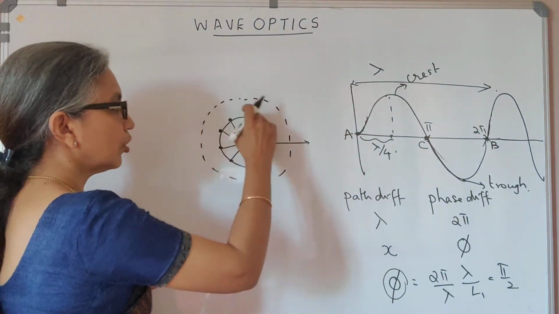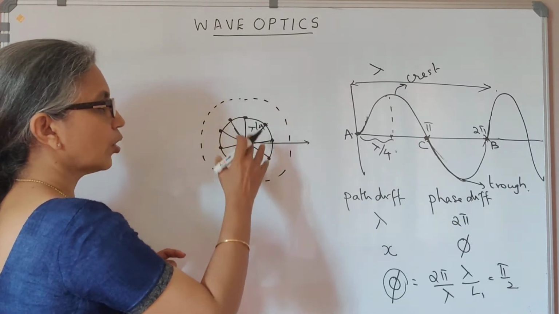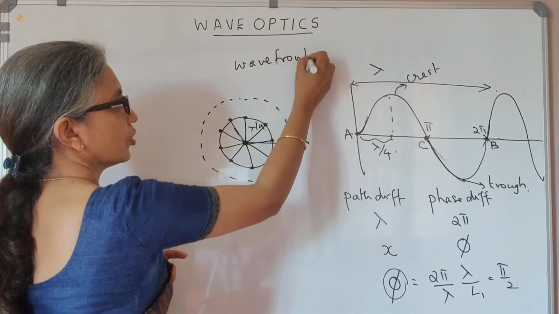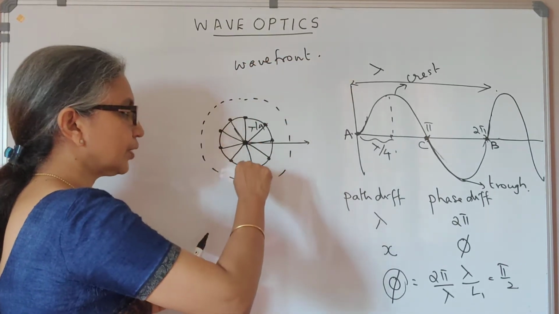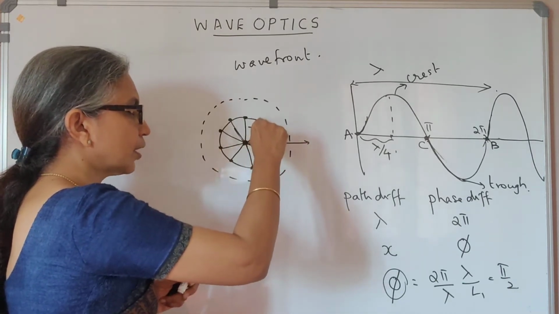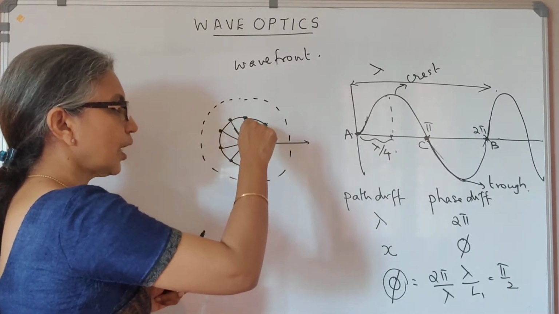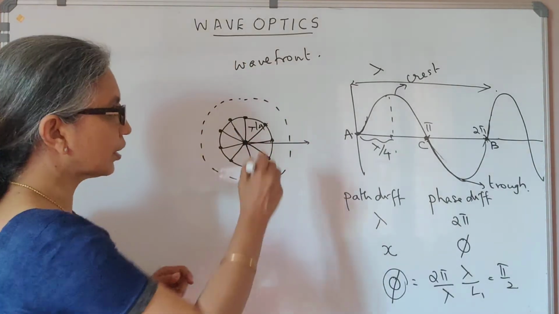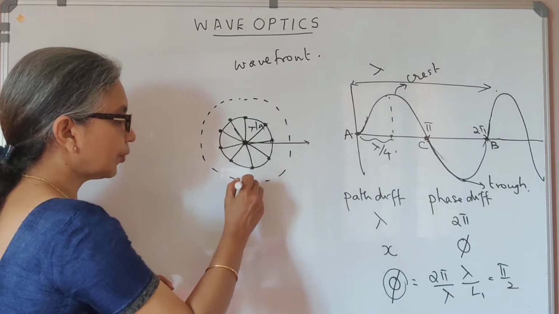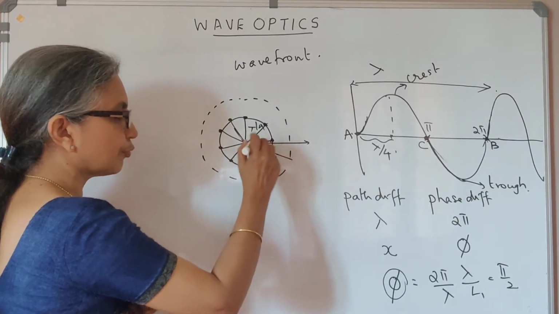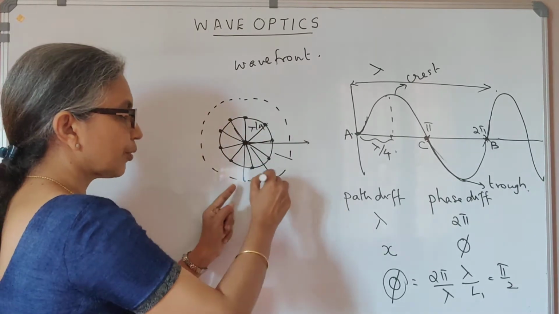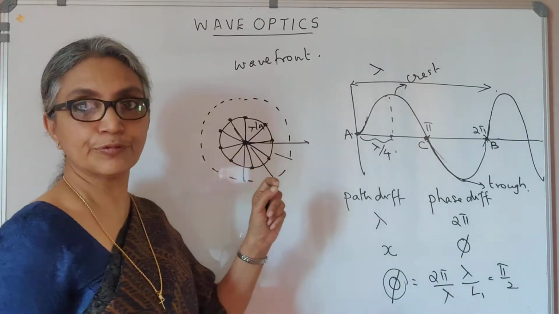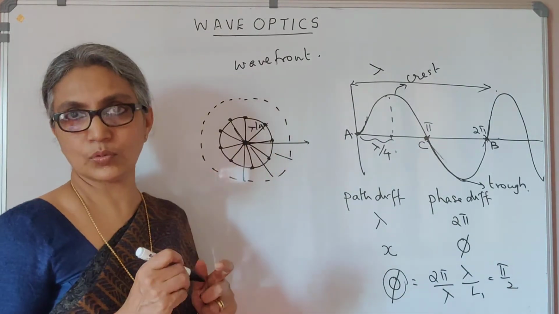Such a collection or the locus of all points which are in phase is what you call as a wave front. So I repeat, the locus of all points which are equidistant from the source and therefore are in phase is what you call as a wave front. So, if you take, let's say this is a crest, all the points on the crest, as you know, are equidistant from the source. And because they are equidistant from the source, they're all going to be in phase, and such a locus of all points which are in phase in the medium is what you call as a wavefront.